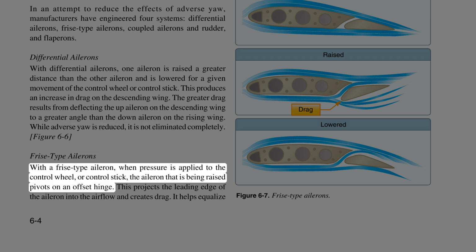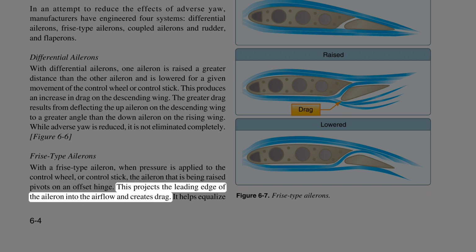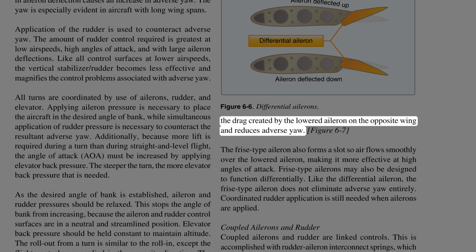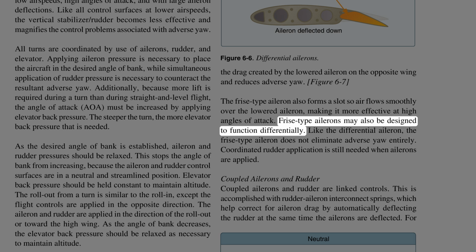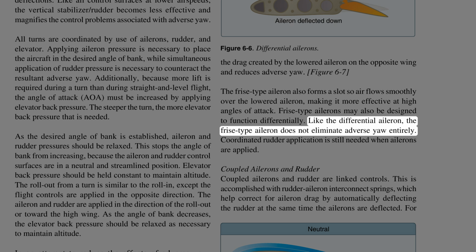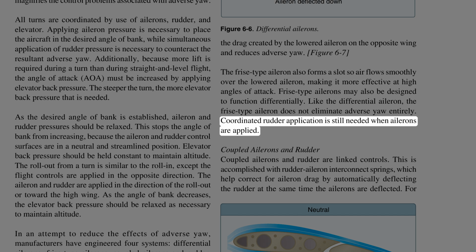Frise-Type ailerons. With a Frise-Type aileron, when pressure is applied to the control wheel, or control stick, the aileron that is being raised pivots on an offset hinge. This projects the leading edge of the aileron into the airflow and creates drag. It helps equalize the drag created by the lowered aileron on the opposite wing and reduces adverse yaw. The Frise-Type aileron also forms a slot so air flows smoothly over the lowered aileron, making it more effective at high angles of attack. Frise-Type ailerons may also be designed to function differentially. Like the differential aileron, the Frise-Type aileron does not eliminate adverse yaw entirely. Coordinated rudder application is still needed when ailerons are applied.